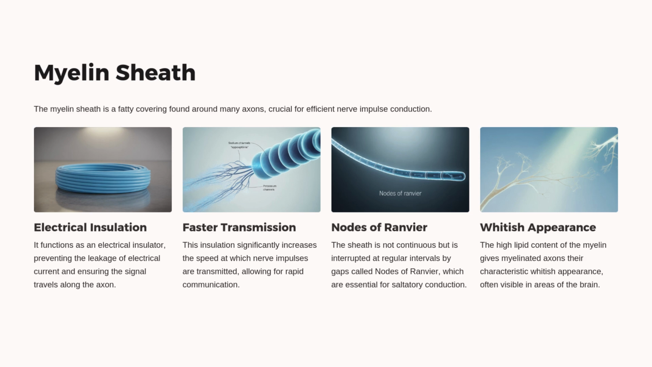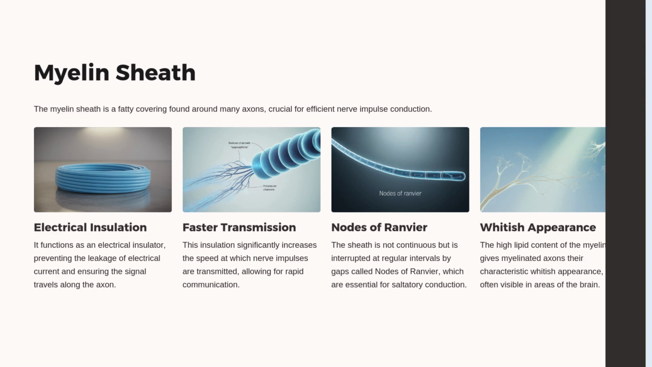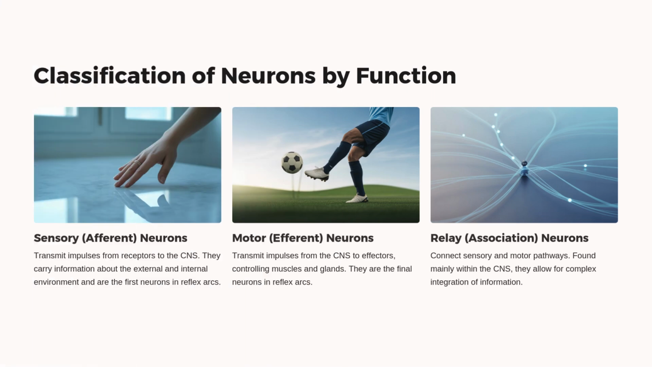Whitish appearance. The high lipid content of the myelin gives myelinated axons their characteristic whitish appearance, often visible in areas of the brain. Classification of neurons by function. Sensory, afferent neurons transmit impulses from receptors to the CNS. They carry information about the external and internal environment, and are the first neurons in reflex arcs.